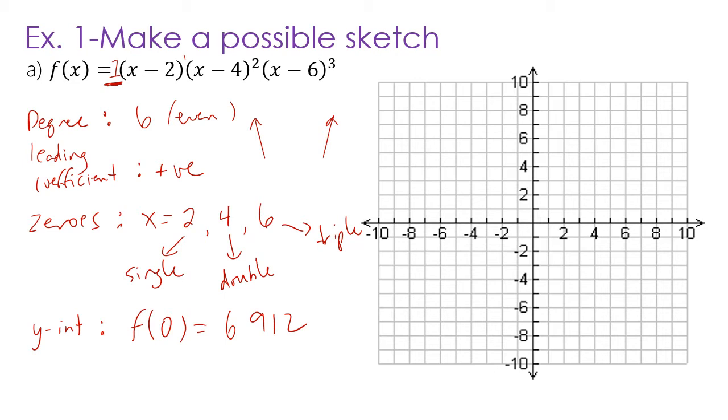So now we're ready to graph. First thing I would do if I were you, put your zeros on. 2, 4, 6. And we know our y-intercept is 6,912. I'm just going to scratch out the 10. Again, we're just making a sketch. And it's perfectly okay if you do this on your test. And we know that based off our degree and leading coefficient, our end behaviors got to be like this.